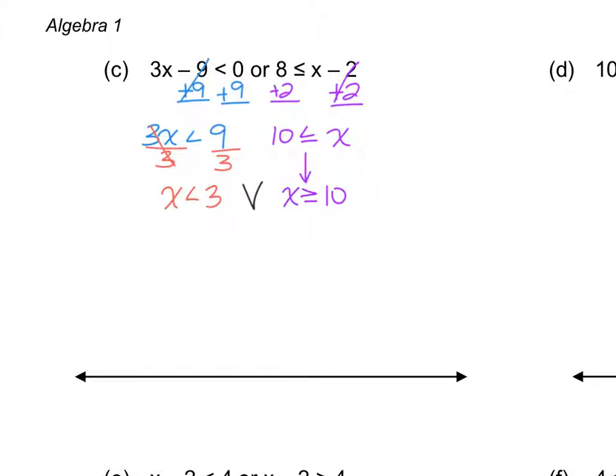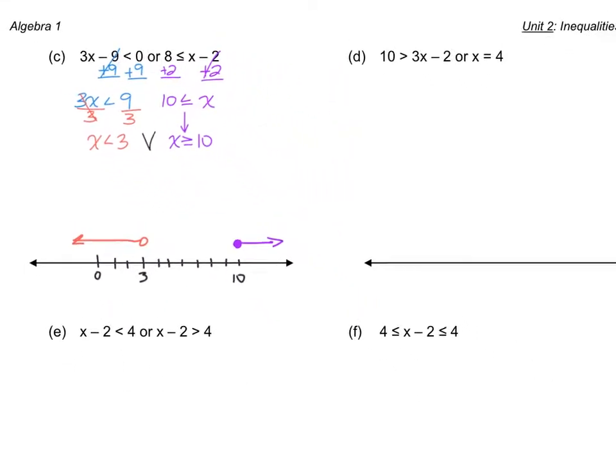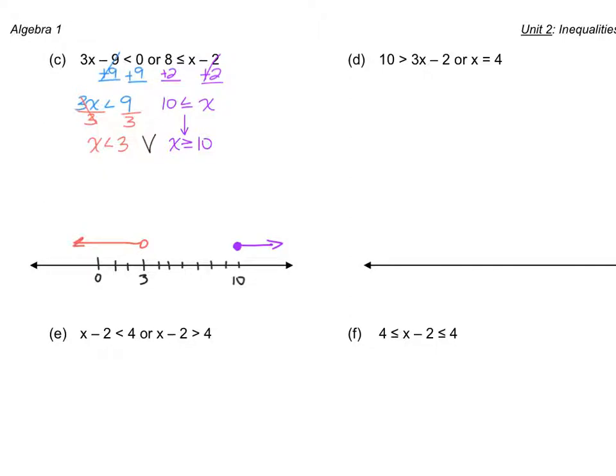All right, so I need values that are either less than 3. So let me do that like this: 0, 3, 4, 5, 6, 7, 8, 9, 10. Less than 3, open circle on the 3, going to the left. More than or equal to 10, so closed circle on 10, going off to the right. All right, like I said, the ORs are more procedural. It's solve this one, solve that one, and be done with it.